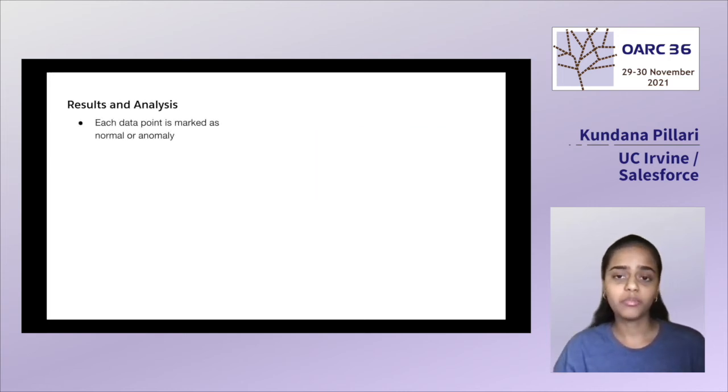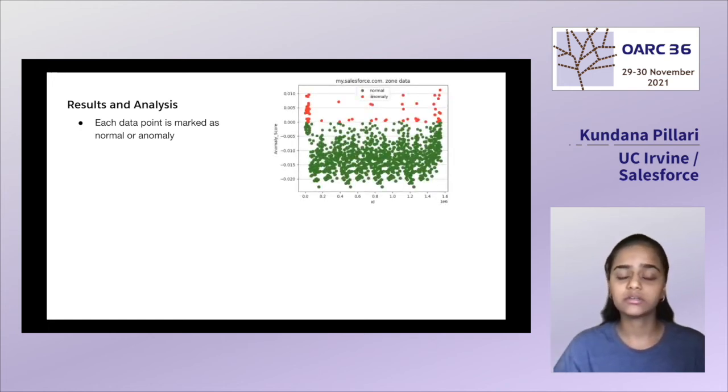The output from the model is the same data you feed into it, but additionally it marks each data point as normal or anomaly. And it also gives you a specific anomaly score, where the higher the score, the more anomalous the data point.